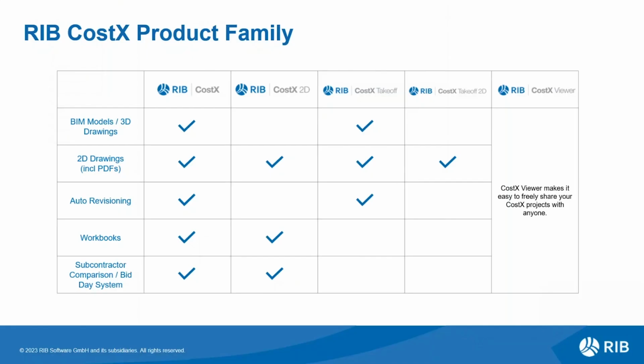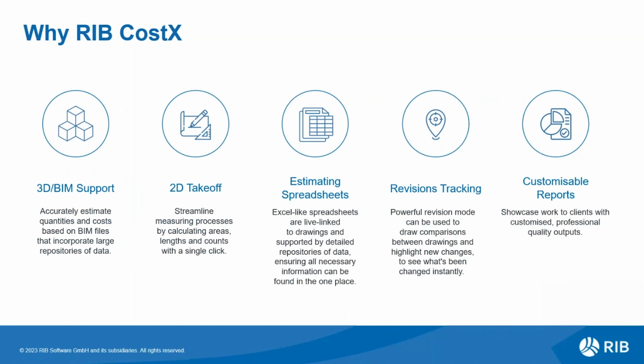CostX offers a diverse range of solutions designed to cater to different needs, which is why we offer customized versions of our software. We have the comprehensive RIB CostX, which is the full version, as well as the specialized RIB CostX Takeoff 2D version. These tailored solutions cater to different needs, ensuring that each enterprise can find the right fit for their requirements. Now let's dive into why RIB CostX stands out in the construction industry.